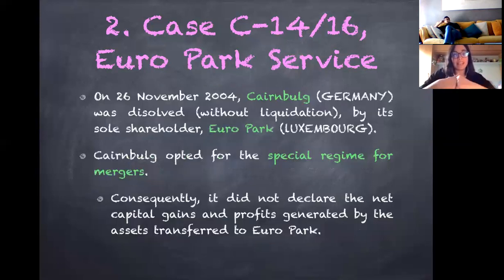In our particular case, in November 2004, this German company, Kernburg, was dissolved without liquidation by its sole shareholder, Europac. So we have in this case a merger. The French company opted for the special regime for mergers in order not to apply the corporation tax to the capital gains arising. Consequently, this French company did not declare the net capital gains and profits generated by the assets transferred to Europac, which has its seat in Luxembourg.